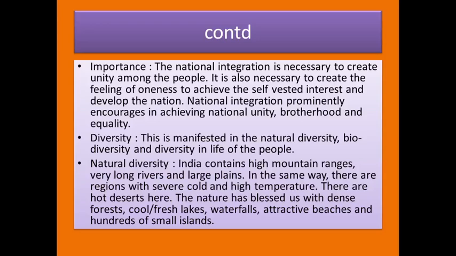Diversity. This is manifested in natural diversity, biodiversity, and diversity in life of the people. Natural diversity: India contains high mountain ranges, very long rivers, and large plains. In the same way, there are regions with severe cold and high temperature. There are hot deserts here. Nature has blessed us with dense forests, cool fresh lakes, waterfalls, attractive beaches, and hundreds of small islands.